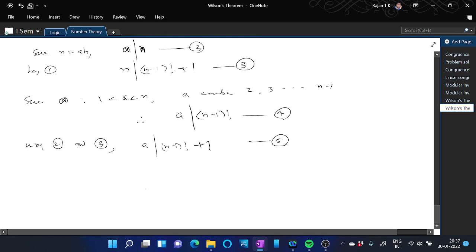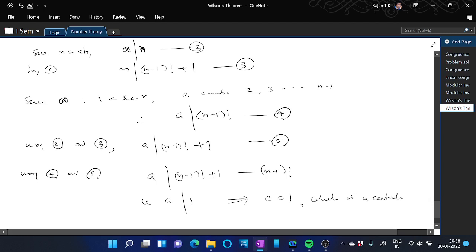And therefore, making use of 4 and 5, A divides (n-1)! and A divides (n-1)! + 1. Therefore, A divides (n-1)! + 1 minus (n-1)!. That is, A divides 1, which implies A equals 1, which is a contradiction.